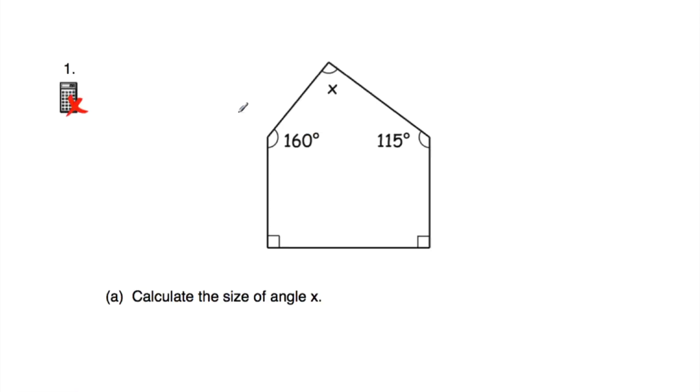So here's question number one. We've got this pentagon. It's got 1, 2, 3, 4, 5 sides. And we've been asked to calculate the size of angle X.